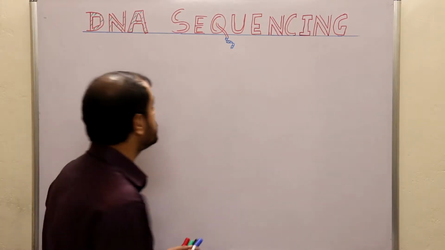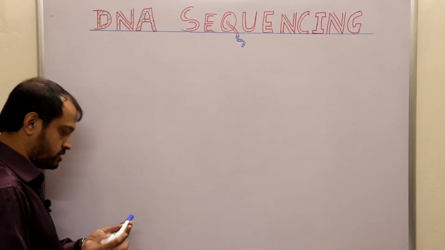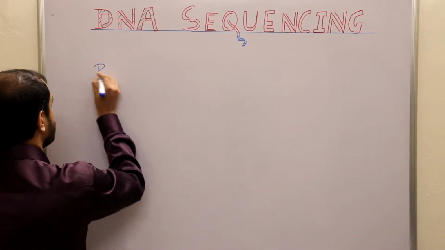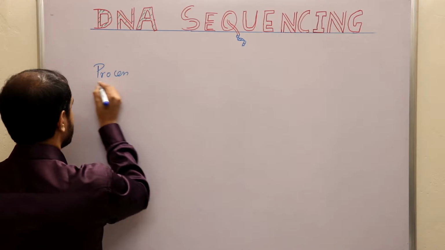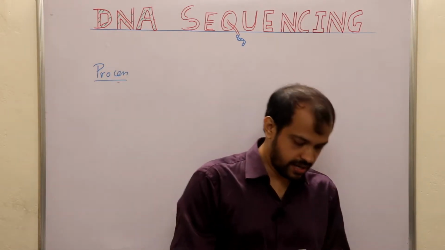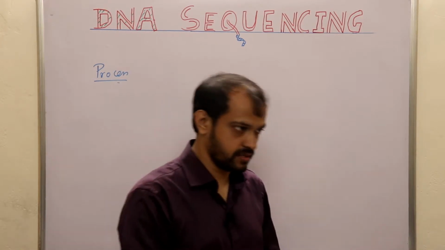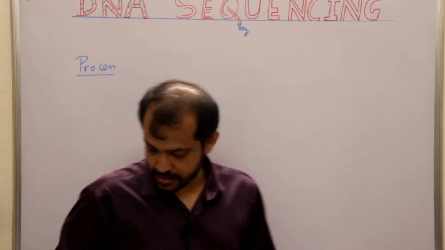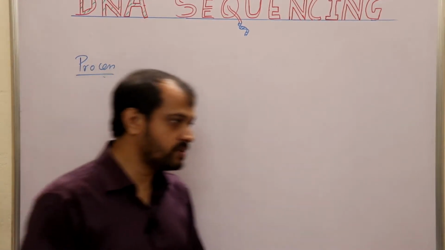So now we will be dealing with the DNA sequencing process, the Sanger sequencing process. Now listen. When I am talking about the process, you should always understand that there is some intricate chemistry behind these things. We have already discussed that there are two types of nucleotides we are using.